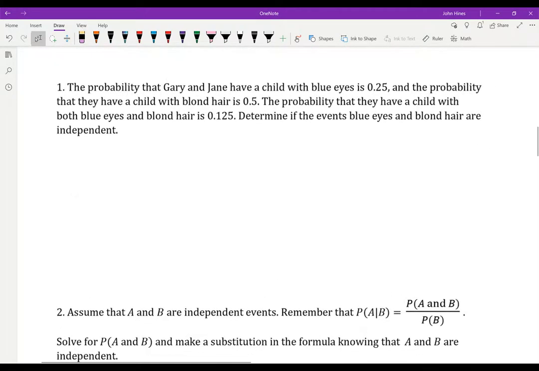So let's keep going. The probability that Gary and Jane have a child with blue eyes is 25%. So the probability of blue, I guess I should be using a blue pen. The probability of blue eyes is 0.25. The probability they have a child with blonde hair is 50%.